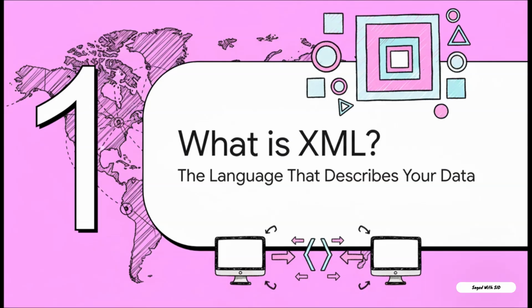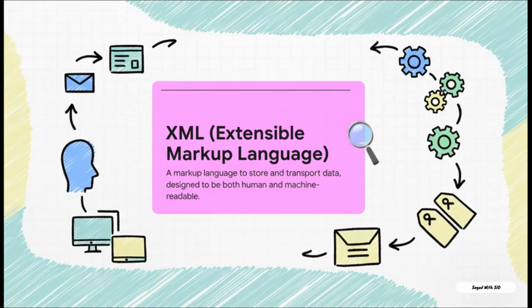At its very heart, XML is the language that brings some serious order to the chaos of digital information. It's really all about one thing: describing data clearly and without any confusion. So let's break down the official definition you see here. XML stands for Extensible Markup Language. Now, the keywords to focus on are store and transport.